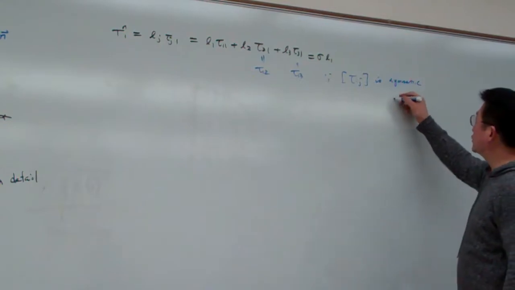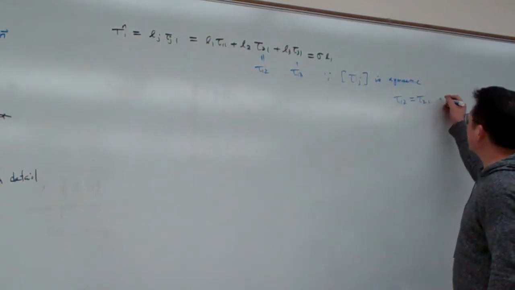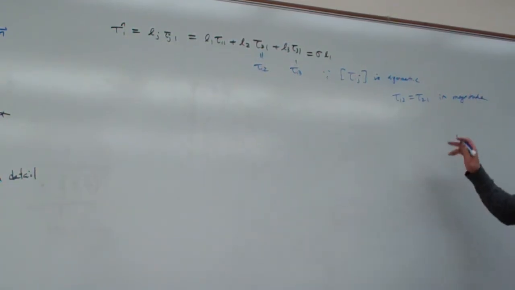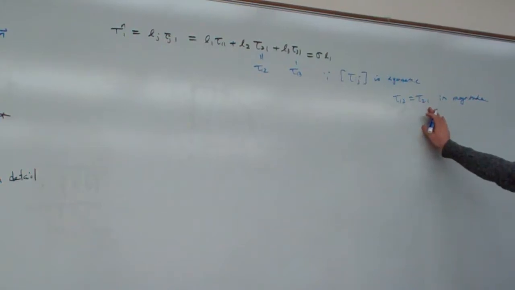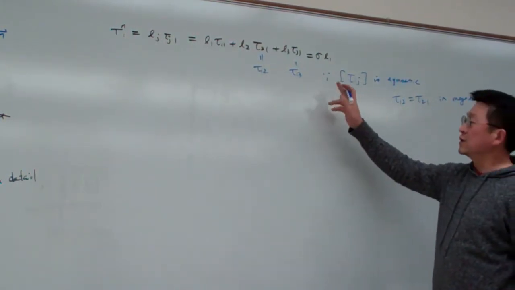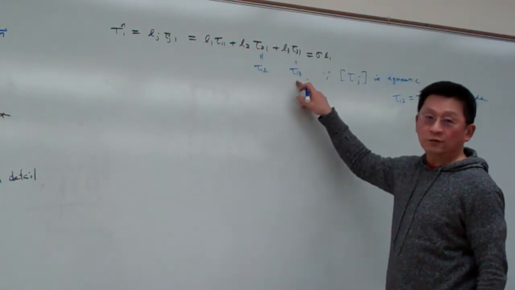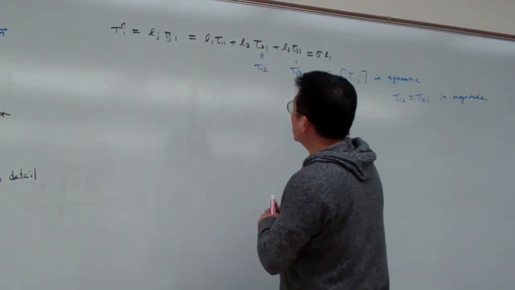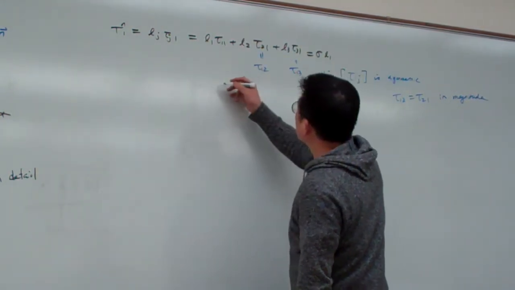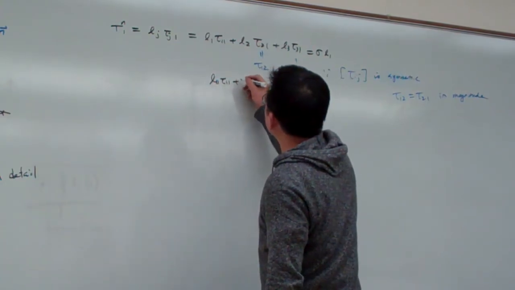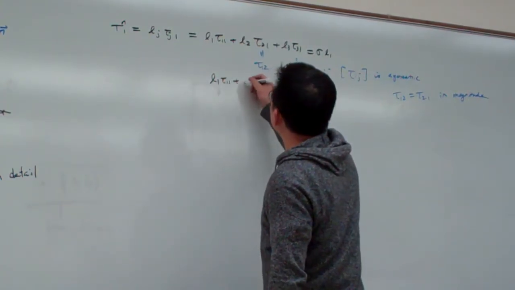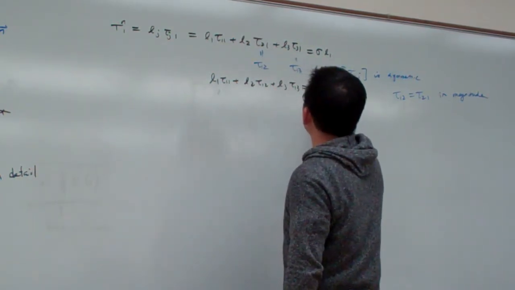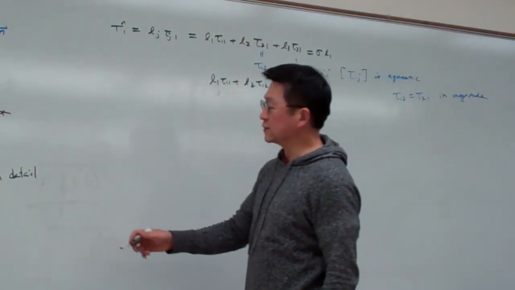Okay, in terms of the magnitude, tau 1, 2 equals tau 2, 1 in magnitude. So we use the symmetry of the stress matrix. That means in terms of the magnitude, they are equal, so I can do such a replacement. Okay, so in this way, let me rewrite this one. The same thing: L1 tau 1, 1 plus L2 tau 1, 2 plus L3 tau 1, 3 equal to sigma L1. Okay, so that's the first equation.